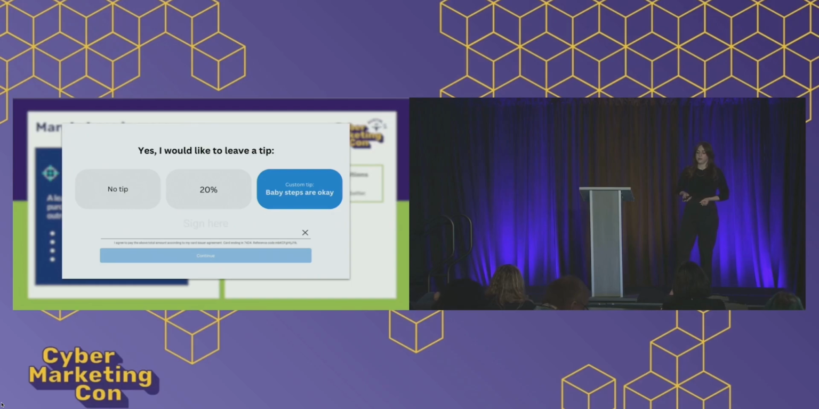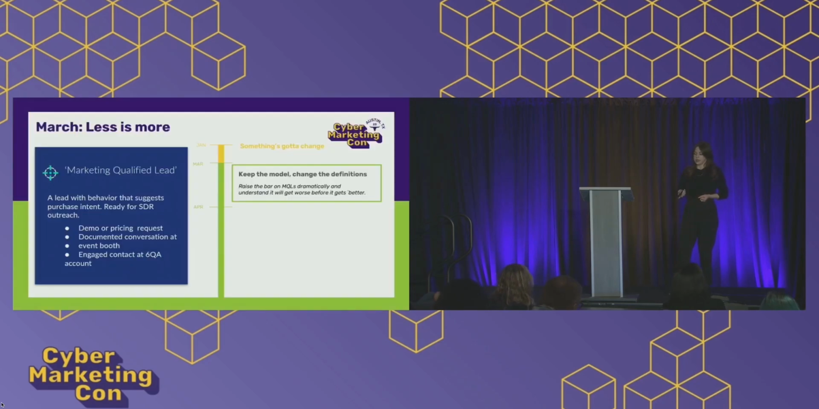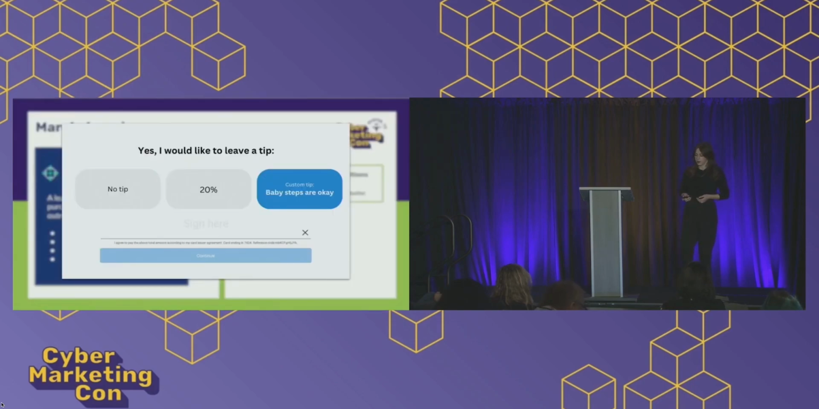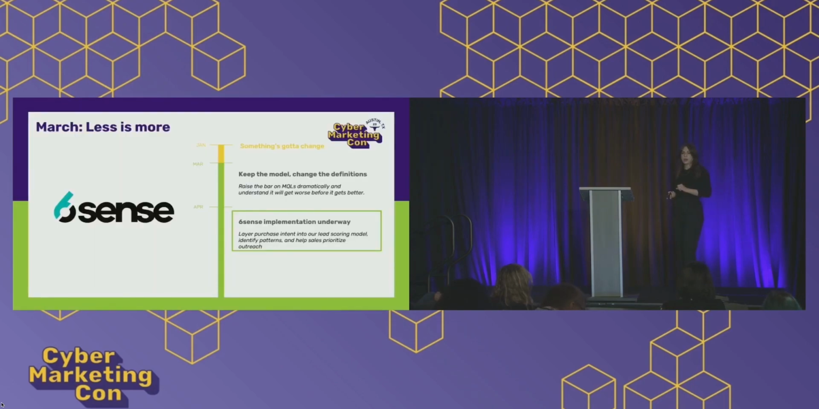So if you're trying to make these kinds of changes, you can put yourself on the line and start to make these changes. We had acknowledged at Jupiter 1 that if we did this, things were going to get worse before they got better. And thankfully, I started with a sales leader who understood that. We were raising the bar, doing things dramatically harder, but it was because we believed that the long-term bets we were going to place were going to pay off. So in April, we started our 6sense implementation. The idea was we wanted to layer intent data into our lead scoring model, better identify patterns, and help sales prioritize the outbound they were already doing.